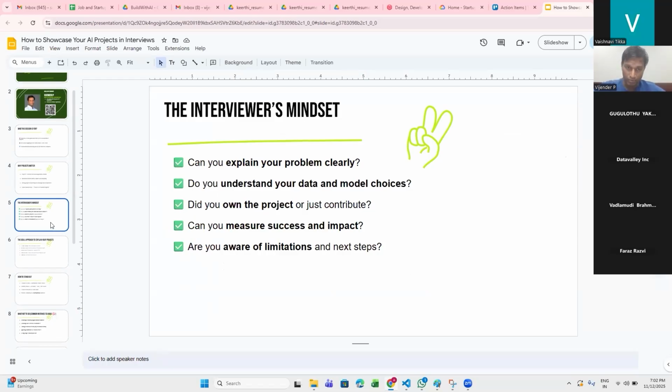Because I want you to know what the model choices are. Why did you do this? Why did you not do that? Correct. So you should know it. You should know what the options and alternatives are. Okay. So that's the second point.